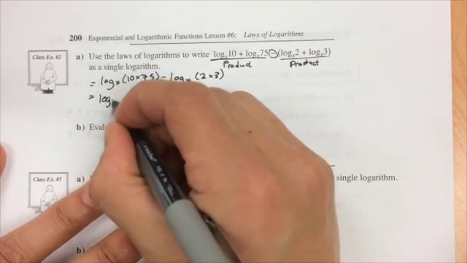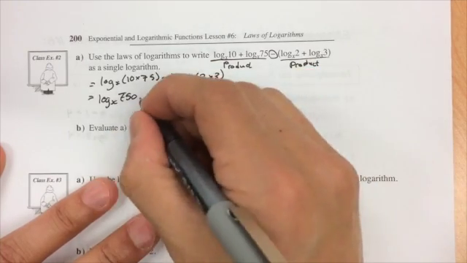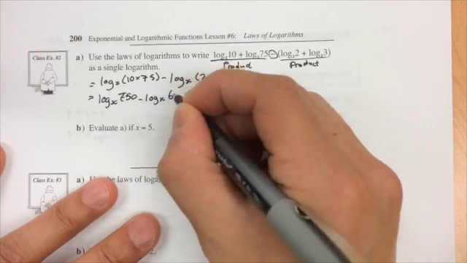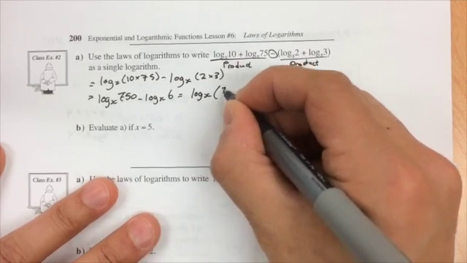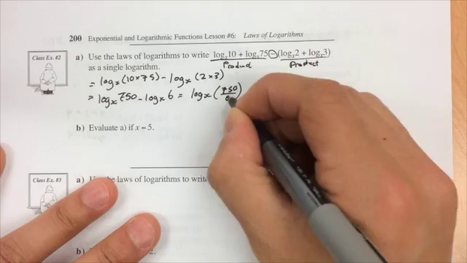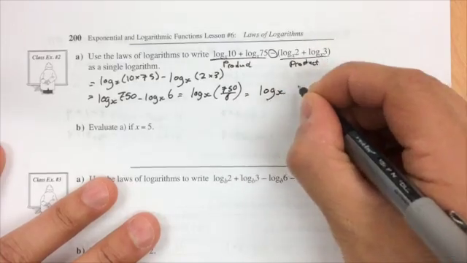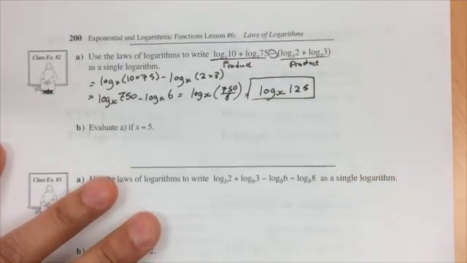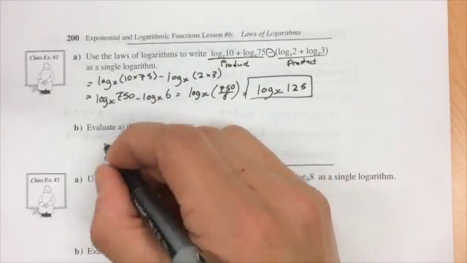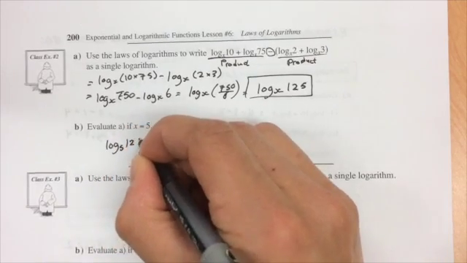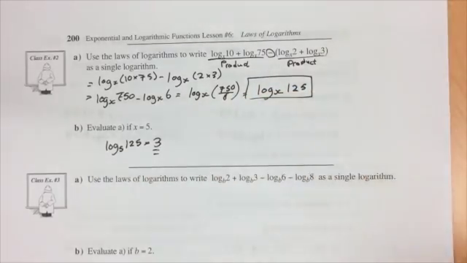So this is going to give me log x of 750 minus log x of 6. Now I can use my quotient law, and this is going to become log x of 750 divided by 6, and that is equal to log x of 125. Now we want to evaluate this if x were equal to 5, and so this is going to become log 5 of 125. Well, 5 to the power of 3 is equal to 125, so my answer is 3.